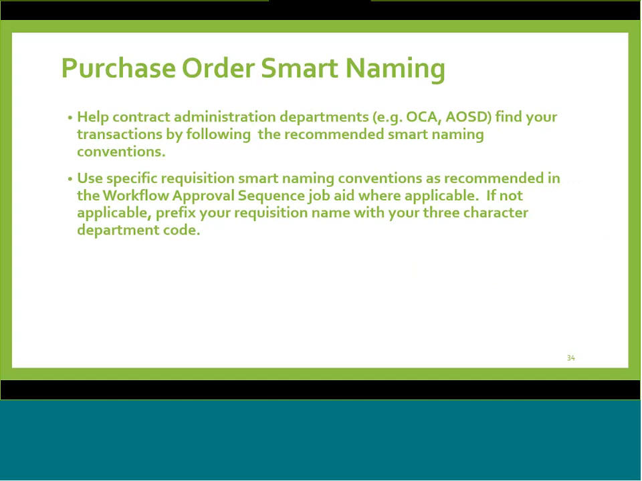Okay, and then lastly, the SMART naming. This is exactly the same as the requisition. If all of those various scenarios from AOSD do not apply to your transaction, then just use your 3-character department code.